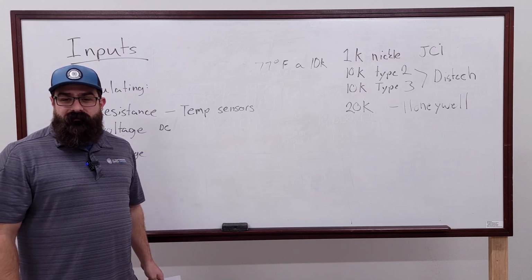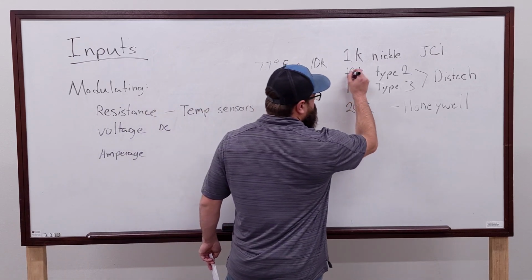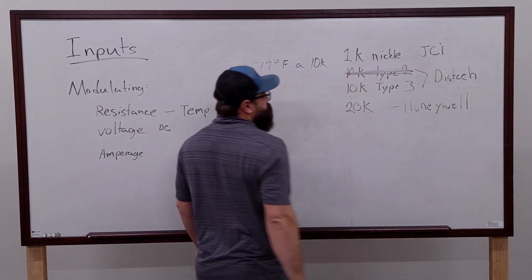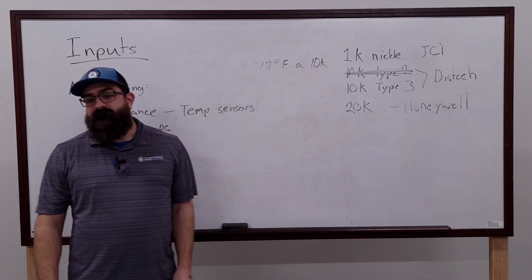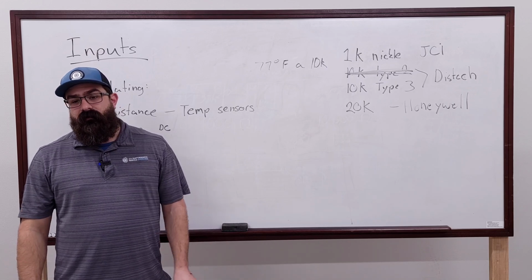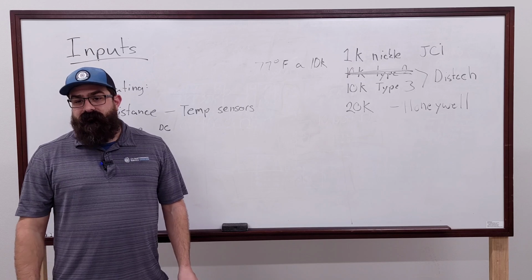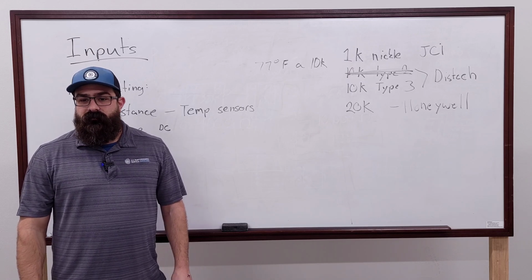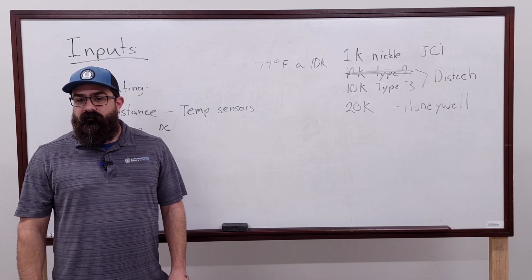I don't remember. We really only use those 3 and we stick them to those 3 brands. So 1K nickel for Johnson, 10K type 3 for Distech, and a 20K for Honeywell. That's their default sensors. So we don't have to scale anything or create anything, it's just a drop in there and rock and roll.